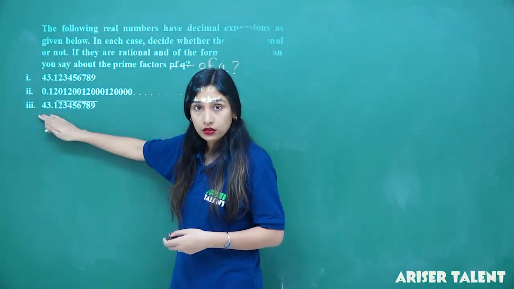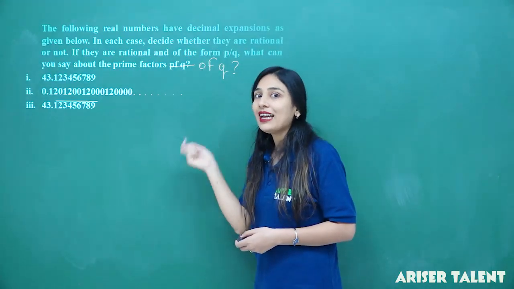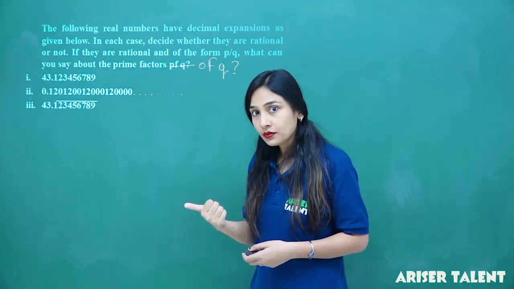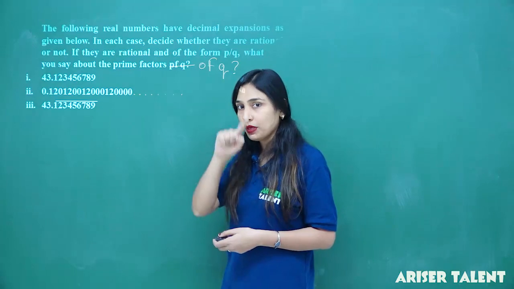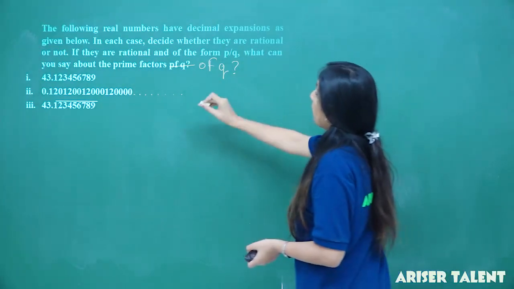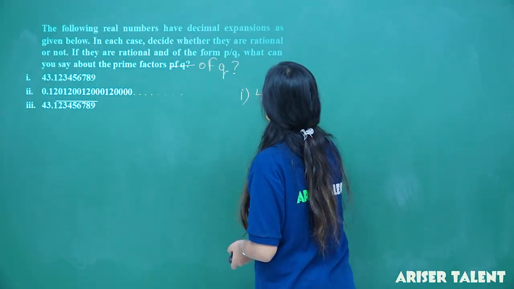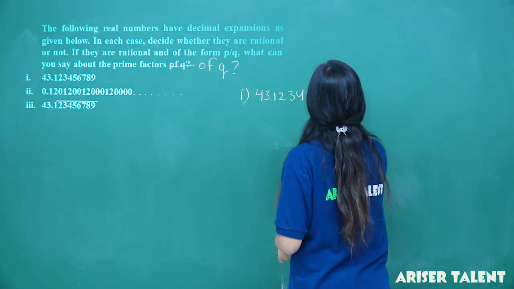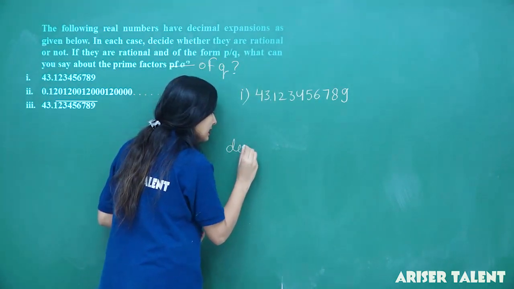The next one is 43.12345678 with a bar. Okay. So first you have to decide whether they are rational or irrational, right? And if they are rational, then what is your opinion about Q? And Q is what? The denominator, P by Q form. You remember this? Right. Now we'll take the numbers one by one. The first one is 43.12345678. Now let me recall, we were discussing decimal numbers.